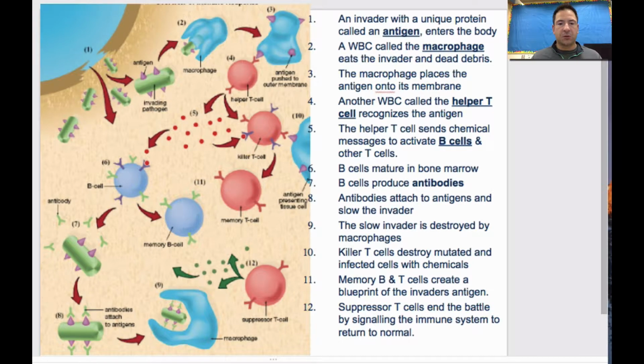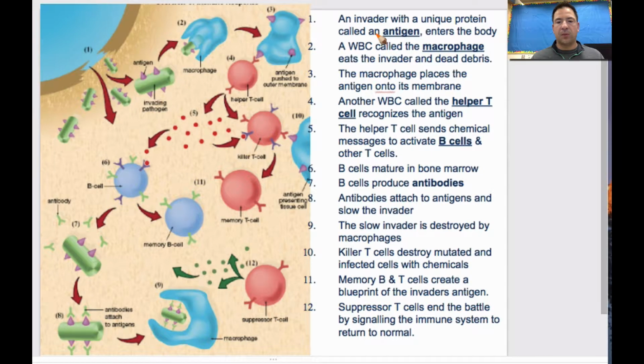So, last video, what we talked about was the body's first line of defense. This time, what we're actually going to talk about is what happens when a pathogen slips by that first line of defense. How does the body deal with it? How does it destroy it, get rid of it, remove it, or remember it for future exposures? So there's some important things to know.